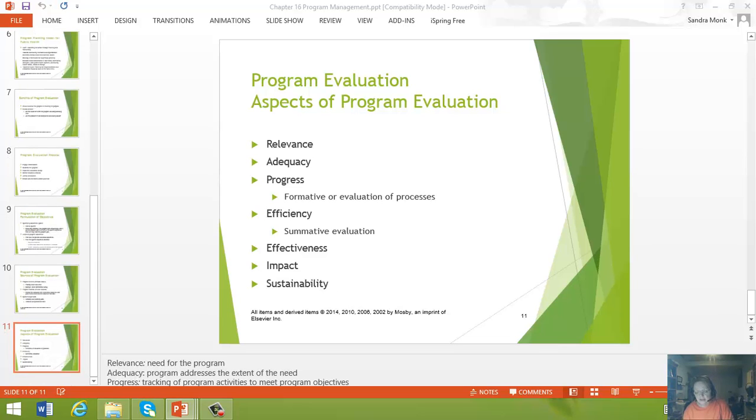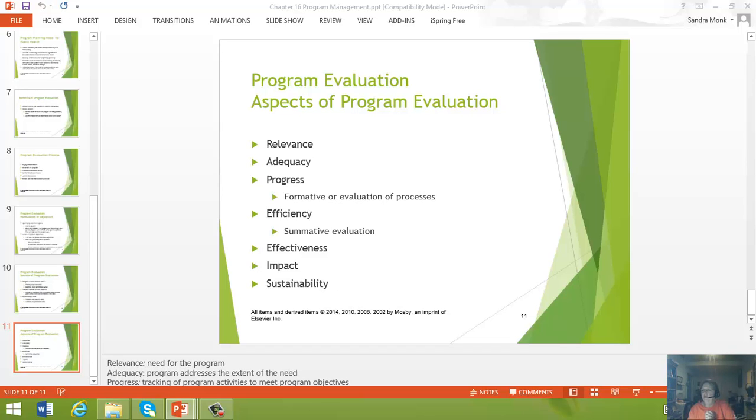Program evaluation, some of the aspects of program evaluation. Relevance: is there a need for the program? And then adequacy: does the program address the extent of the need? And then progress is a tracking of the program activities to meet the program objectives or outcomes. And remember, we like to look at the formative and also summative evaluation of the processes.